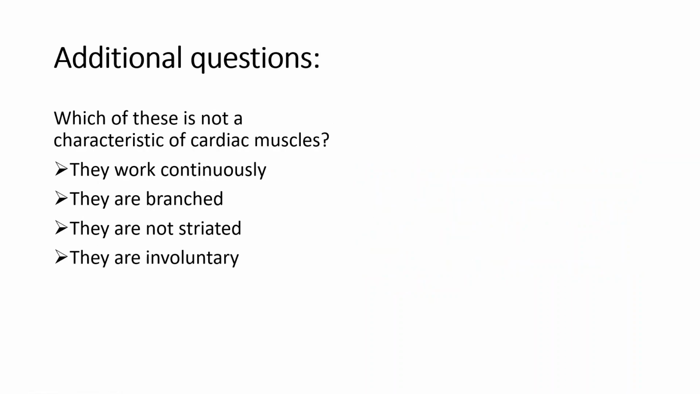Next, which of these is not a characteristic of cardiac muscles? That is, they work continuously, they are branched, they are not striated, or they are involuntary. You can write the answer. It's also probably the last question.